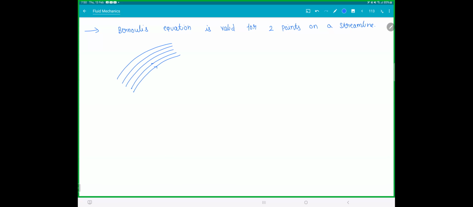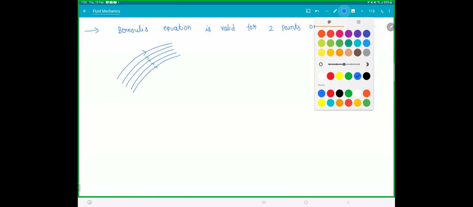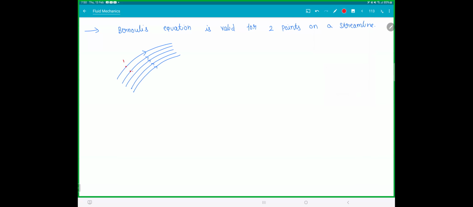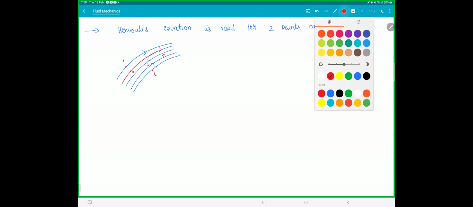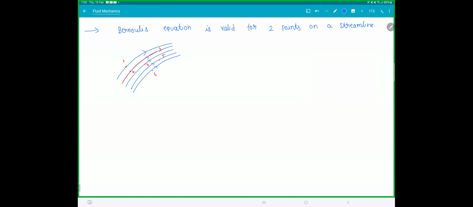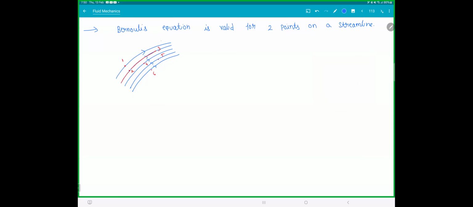So if you take streamlines like this, if you consider, let's say this is point 1, this is point 2, this is point 3, this is point 4, this is point 5, and this is point 6. So you can apply Bernoulli only for 2 and 3 because they're on the same line. You can't apply between 1 and 3, 1 and 5, or 1 and 6. But then what we say, by symmetry, all these lines look identical. Therefore, 3 and 5 are same. We use that symmetry argument and then we say it is okay. But theoretically speaking, it is only valid for points 2 and 3. You cannot apply Bernoulli directly between 1 and 5.